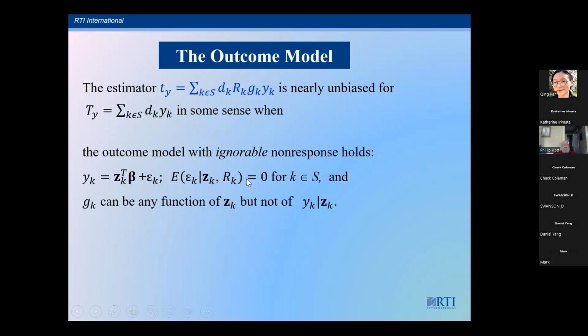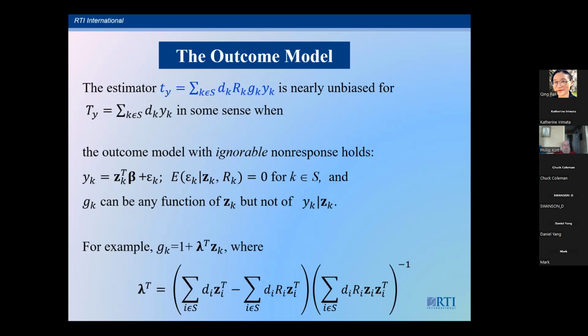So basically, ignorable non-response means the same model for respondents and non-respondents. And g can be any function of z that satisfies the calibration equation, except it can't be a function of y given z. That's what ignorable non-response means. It can't be a function of y given z. It can be a function of z, but not of y given z. So it can be a function of the regions and the frame-year emergency department visits, but not the current drug-related emergency department visits. I'll say EDs in the future.